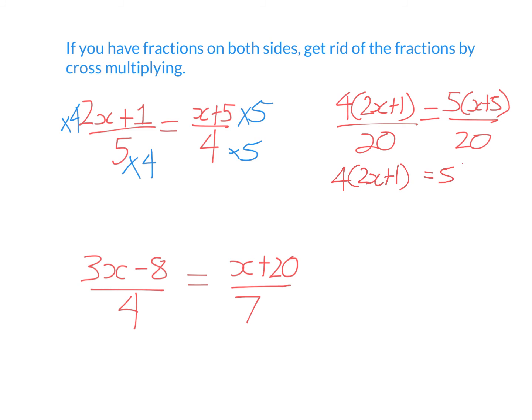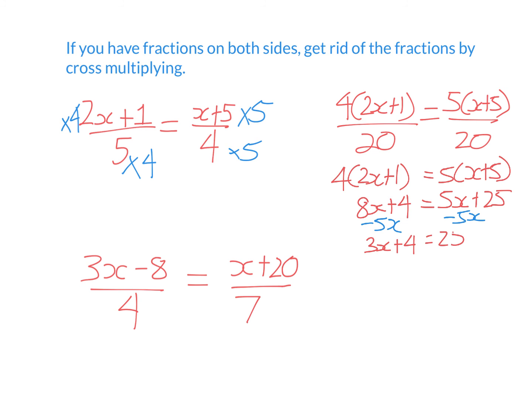So to solve this equation here, I'm going to expand the brackets. 4 times 2x, 4 times 1, 5 times x, 5 times 5. So now I'm going to subtract the x with the lowest number in front of it, which happens to be 5x. So then I get 3x plus 4 equals 25. I'm going to subtract 4. 3x equals 21, and divide by 3, I get x equals 7. So that is the solution to this equation.